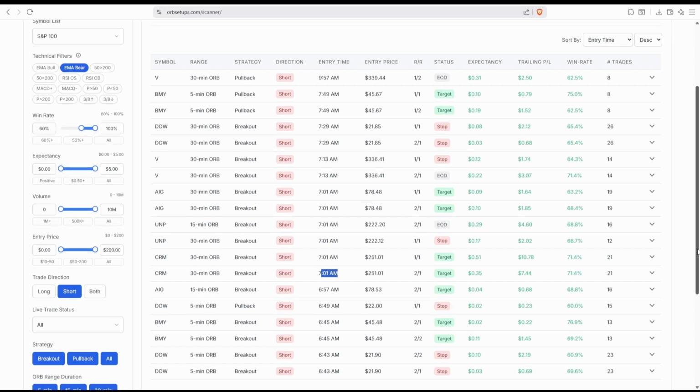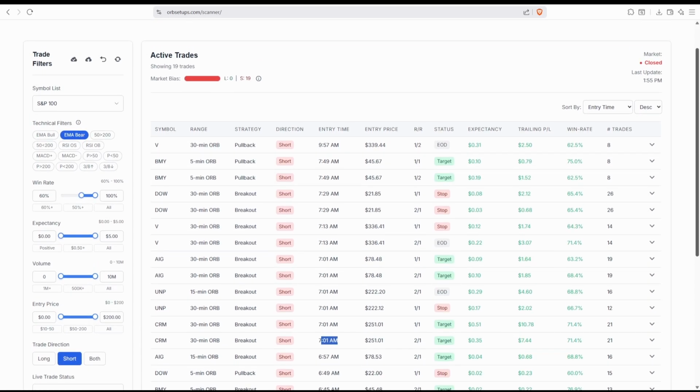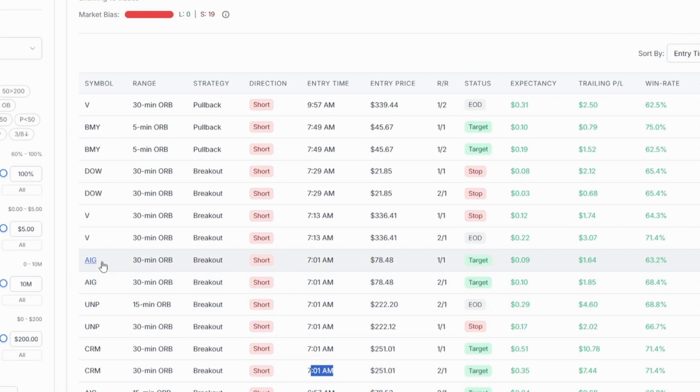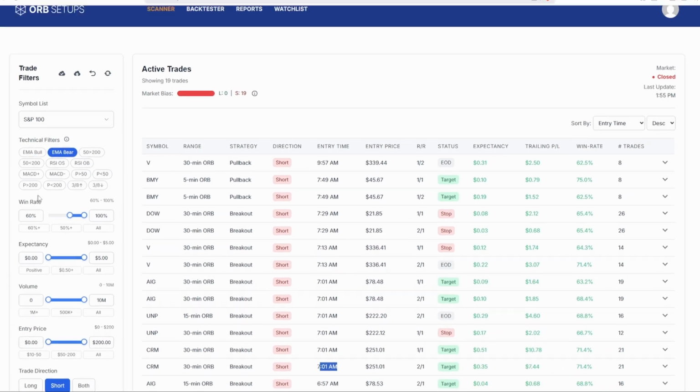Really that 30-minute onwards, where we can see what really tends to happen. We have Salesforce, we have UNP, we have AIG, we have Visa come in. There's trades that are flowing in throughout the day.